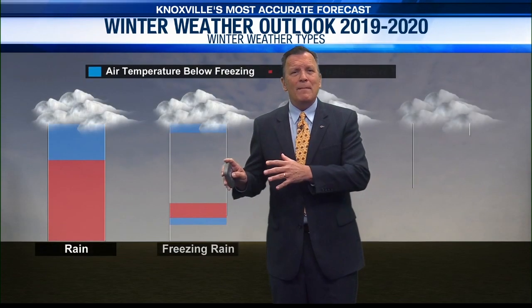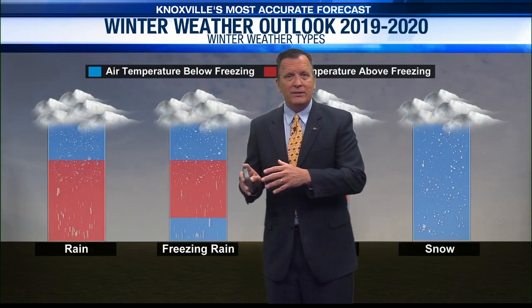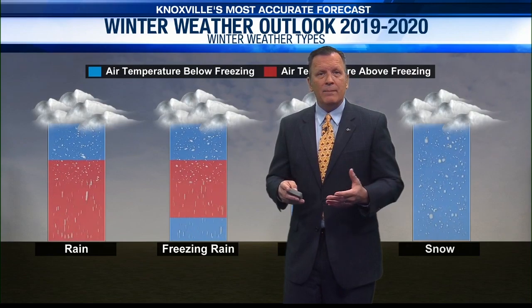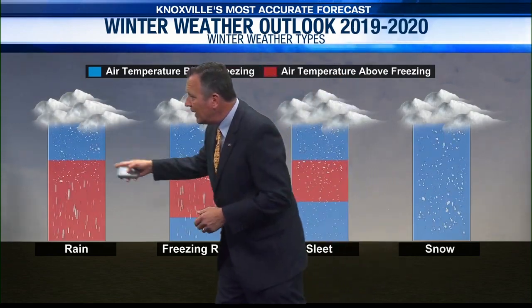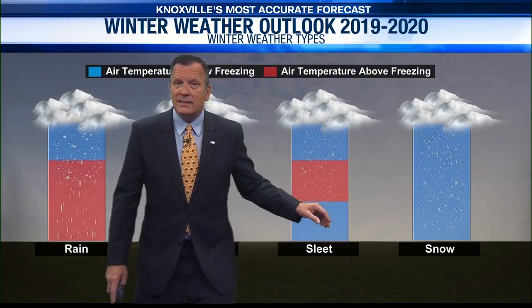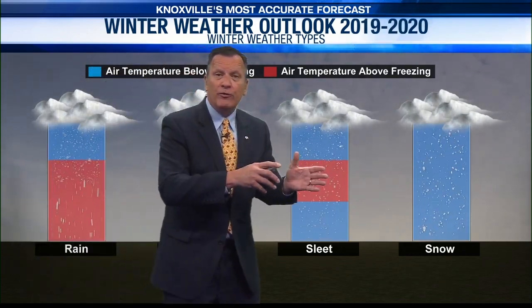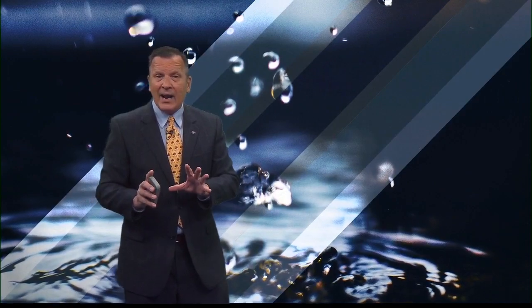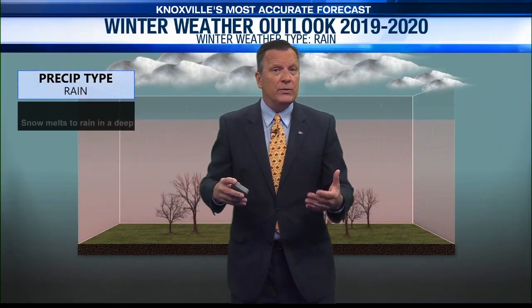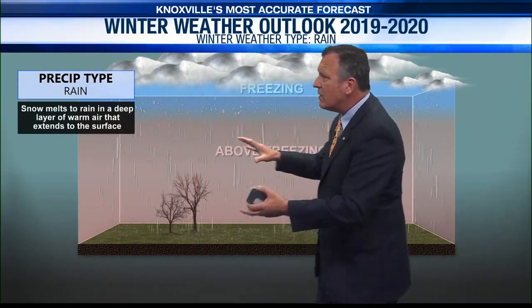Well, the winter weather season can give us all sorts of precipitation across East Tennessee. And so when we mention those types of precipitation, you kind of need to know what's happening in the atmosphere to produce them. We can have rain, freezing rain, sleet and snow. And as you see in the atmosphere, there's a layer of below freezing and above freezing air that helps support and produce those types of precipitation. So let's talk about rain.